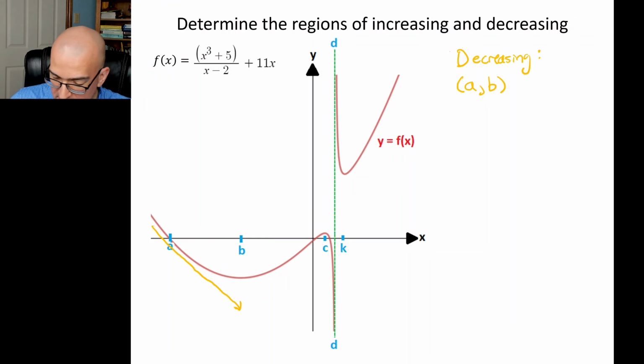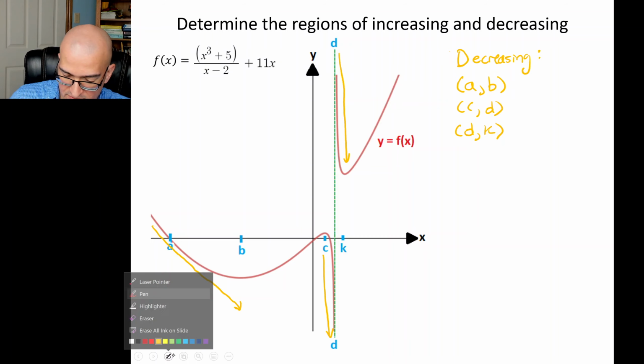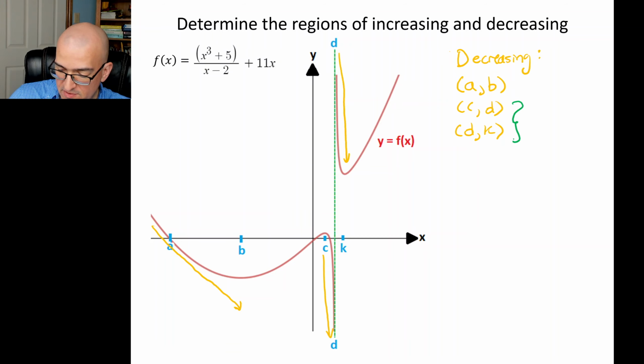Where else is it decreasing? We'll look at from C to D, it's decreasing. Y value is going down there, so from C to D. And it's decreasing from D to K, up here. Y value is going down. Now notice that those two last regions, they are different regions. They're not one continuous part of the number line from C to K. There's a break at D, at the discontinuity. So I do need to write them separately. And that's it for the decreasing side.